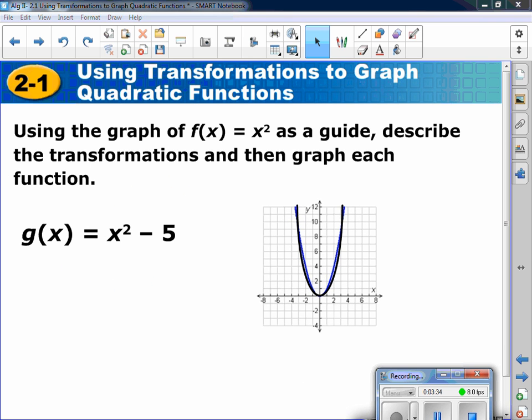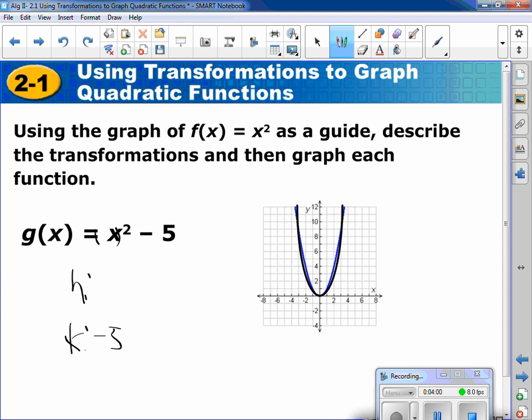For this one, we have the parent function x squared. We're talking about g of x equals x squared minus 5. When I asked you to find h and k, you know what k is, right? What's k? Negative 5. It's the h that's giving you an issue. Where do you find h at? In the parentheses. There is none, but there technically is.